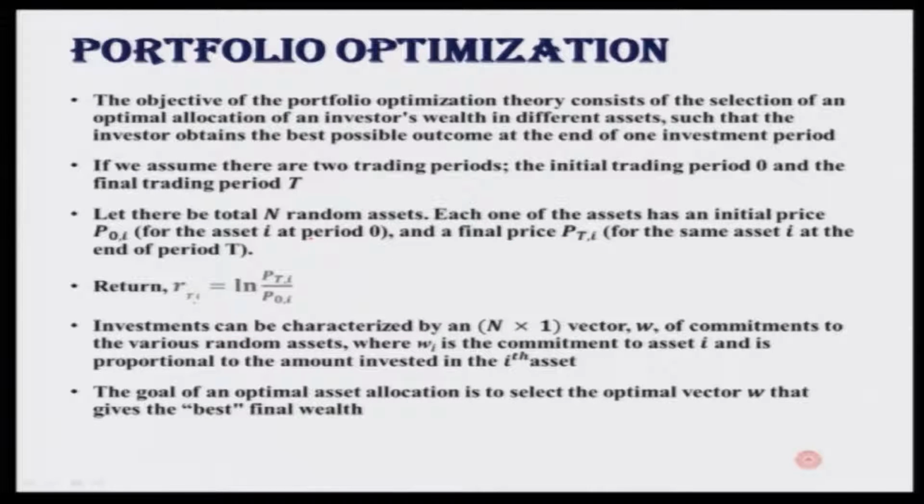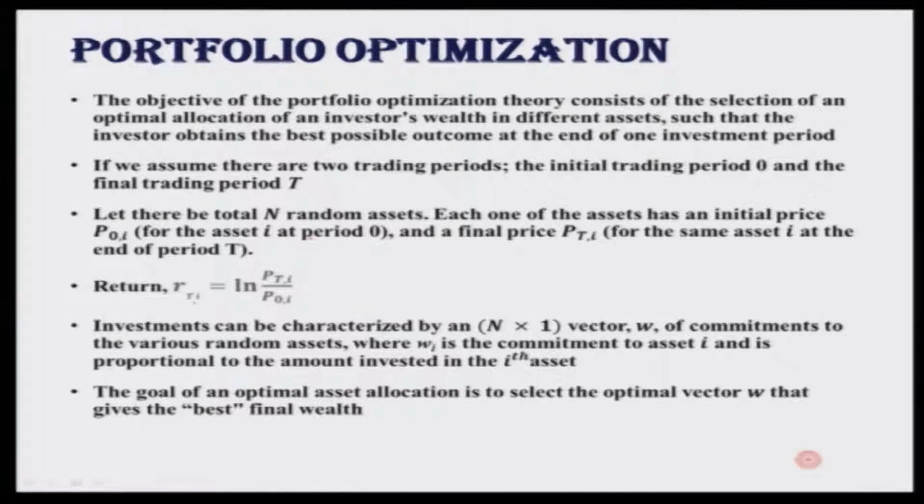The objective of the portfolio optimization theory consists of selection of the assets in such a way that you are able to maximize or minimize some objective function. If you assume there are 2 trading periods, the initial trading period is 0 and the final trading period is t. In between it will be 1, 2, 3, 4 till t minus 1 and then the t. Let the total number of n random assets being there and the returns be calculated given by ln of pt by p0 or pt1 by pt2 and so on and so forth.